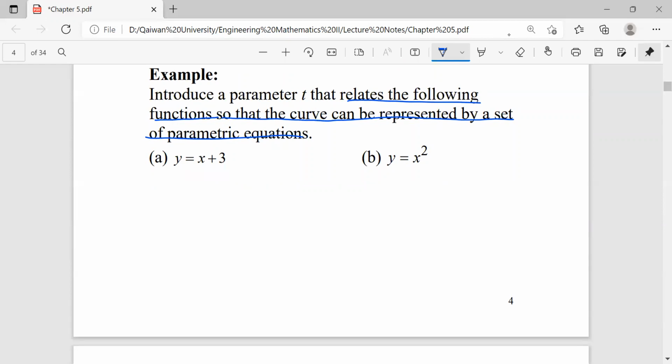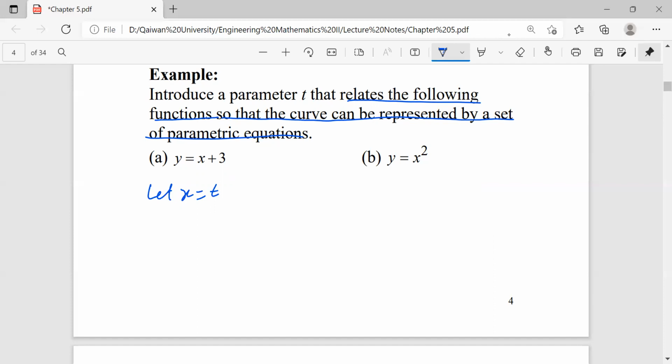Here, someone may say let x be t. Someone else may say let x be t squared. Someone else may say let x be t minus 1. Choosing the parameter is not fixed. I choose x to be t. Someone else may choose x to be t squared. It's possible. Someone else may choose x to be t squared minus t. It's okay. Choose any function of t.